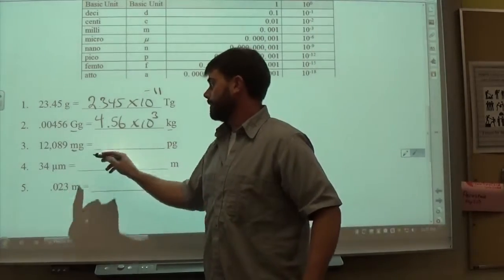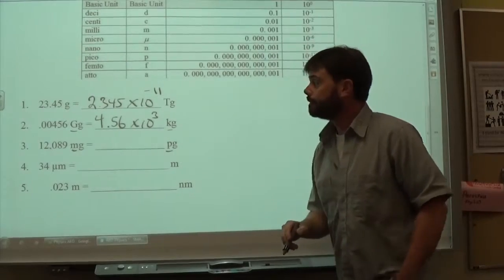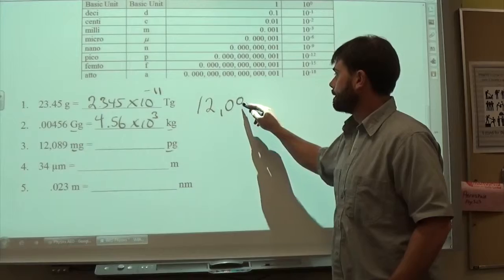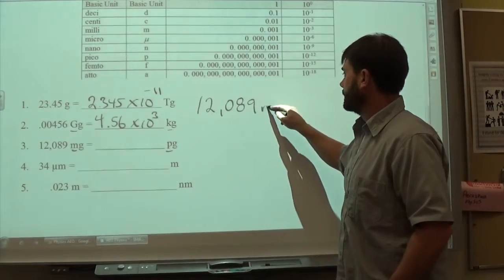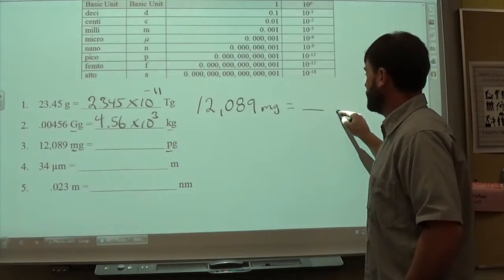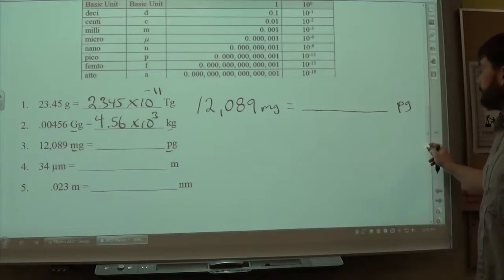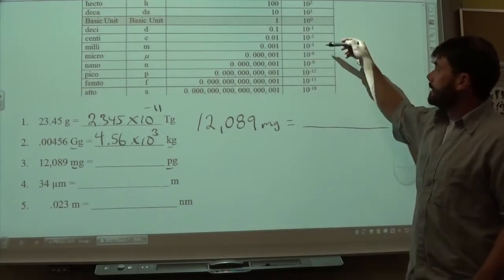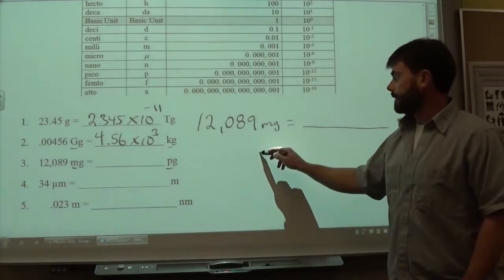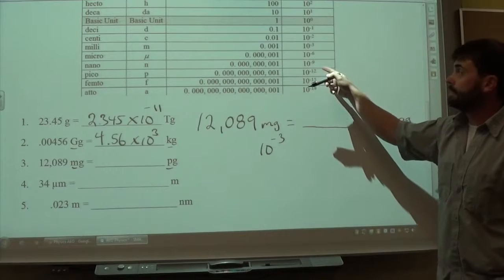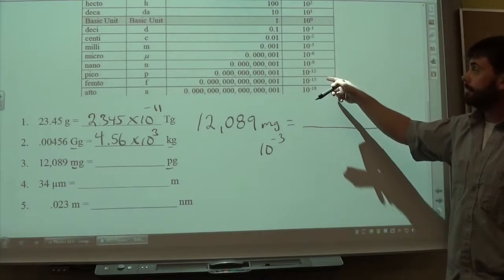Next one, we're going from milli to pico. So I'll write it out. We have 12,089 milligrams. And this is going to equal how many picograms? Milli is 10 to the negative 3. So we're already starting with the negative value. Pico is 10 to the negative 12th.